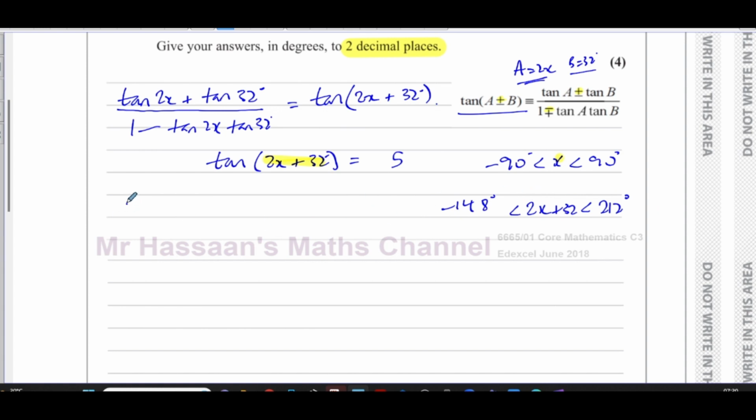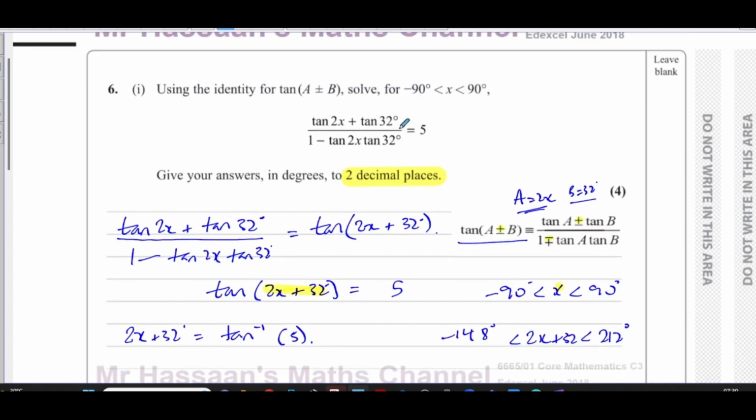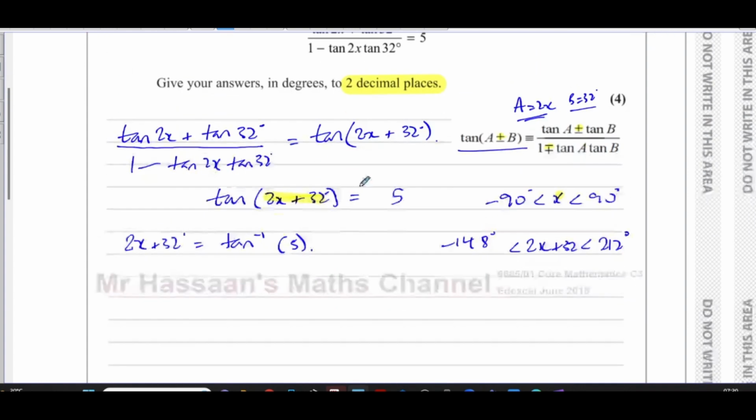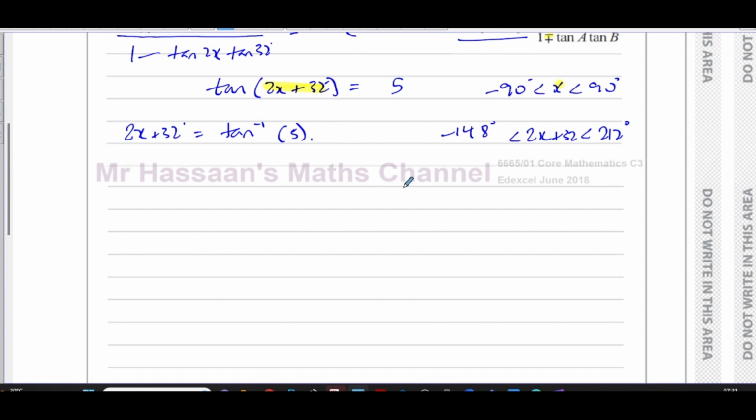So now I'm going to have 2x plus 32 equals the inverse tan of 5. Basically, we've taken the inverse tan of both sides to get rid of the tan, and we're left with this. It says in degrees, so we have to make sure our calculator is in degree mode. Let's just make sure.